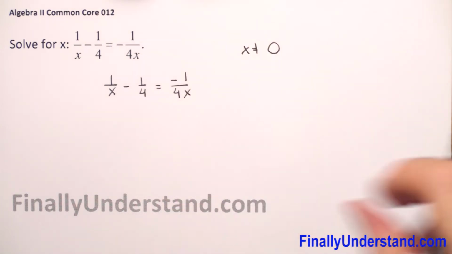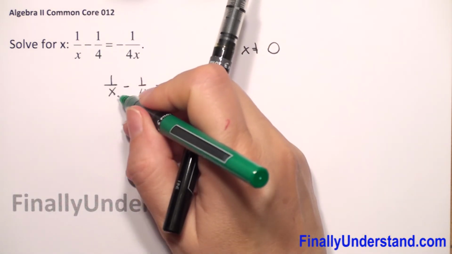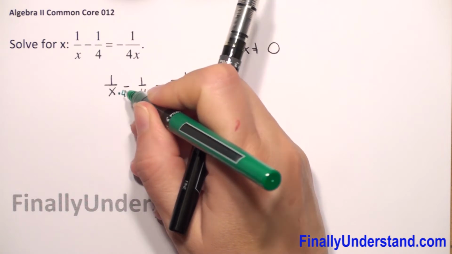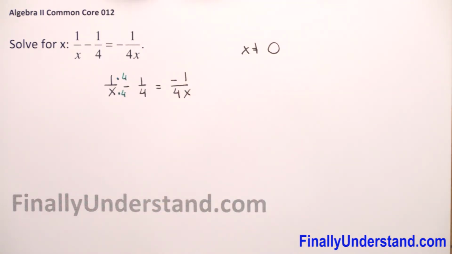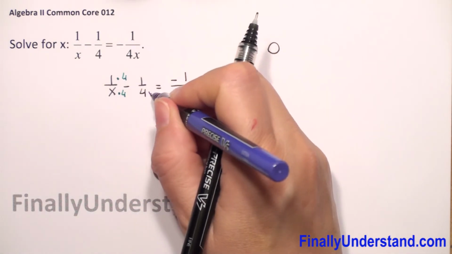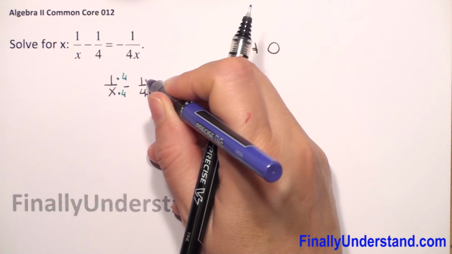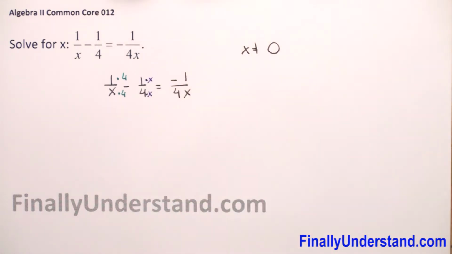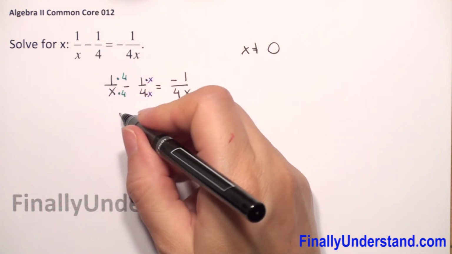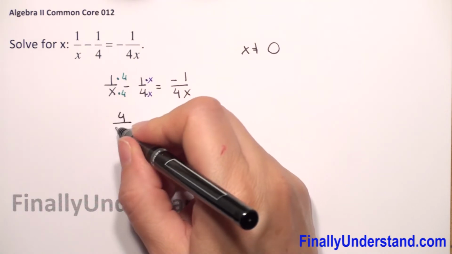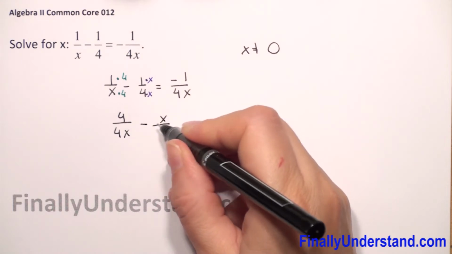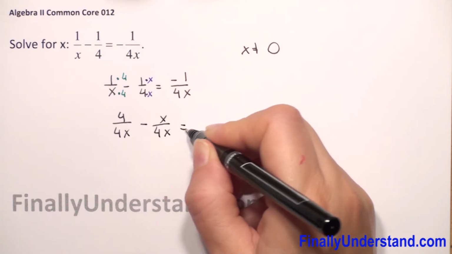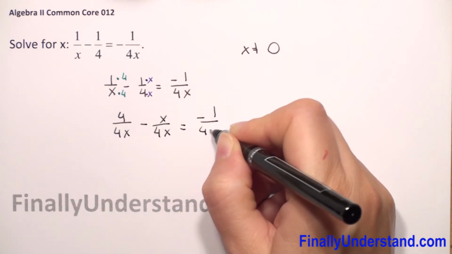So I will multiply the first denominator by 4, so the numerator I have to also multiply by 4. And the second denominator I will multiply by x. The same I have to do with the numerator. So we have 1 times 4 is 4 over x times 4 is 4x, minus 1 times x is x over 4x. This is equal to negative 1 over 4x.